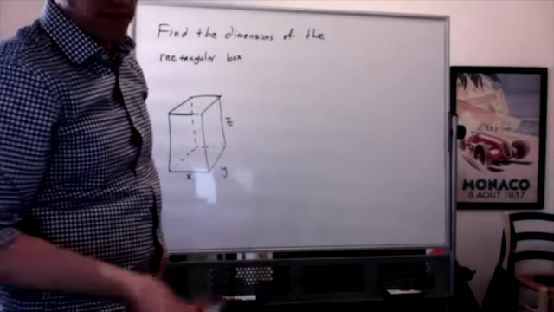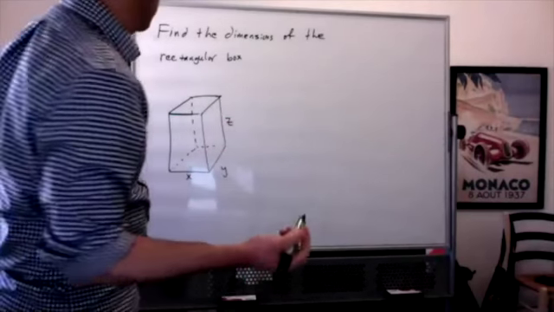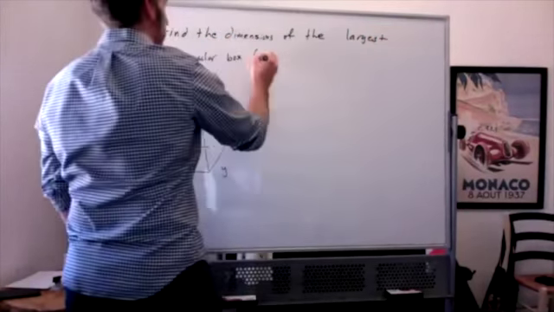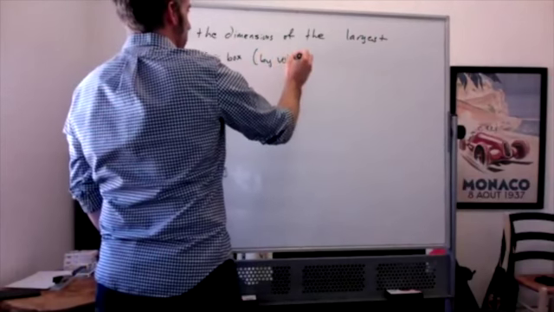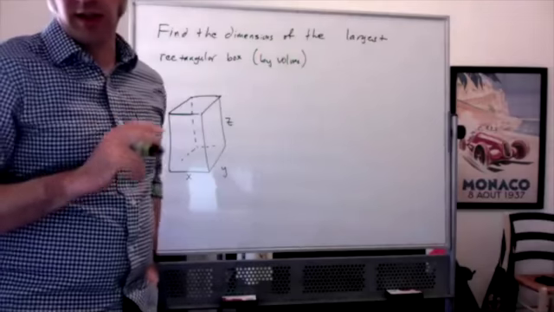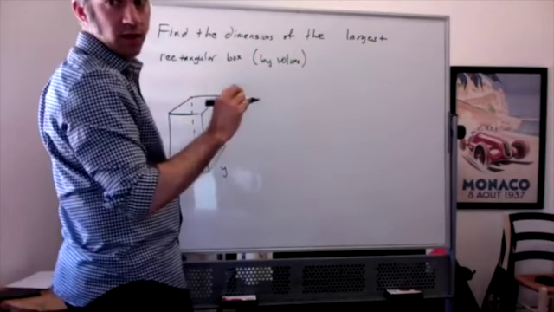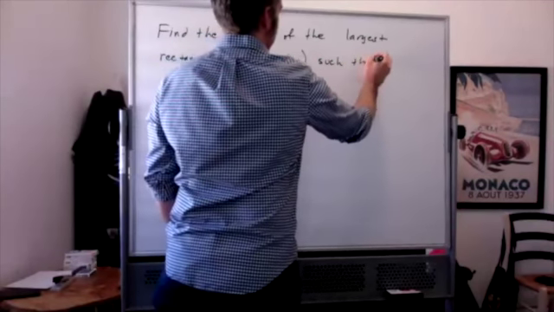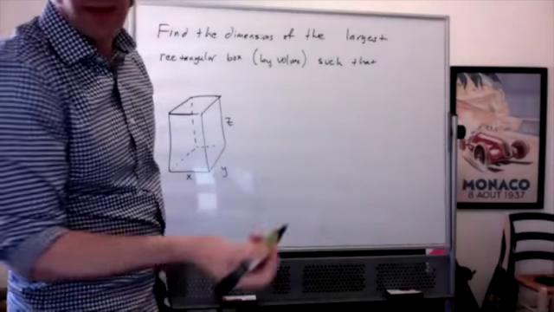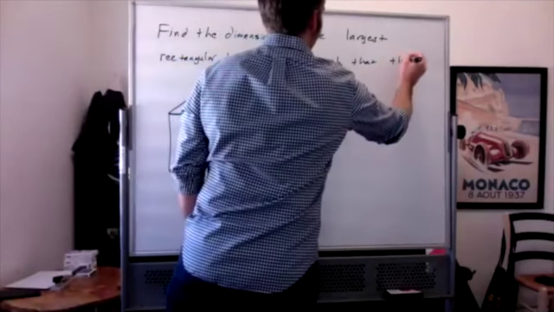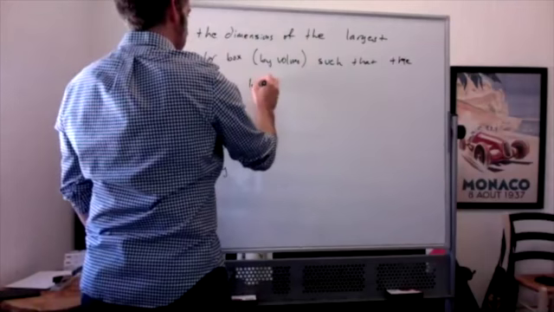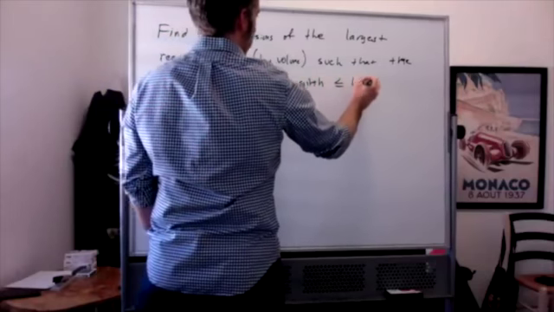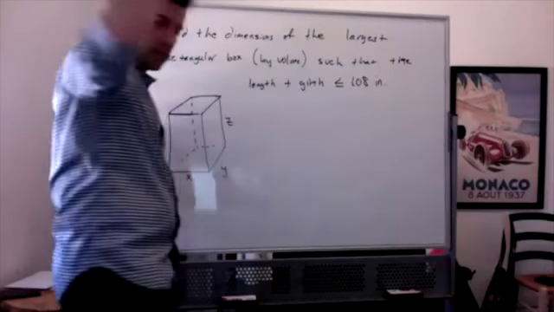This example probably popped up in most textbooks. We want to find the dimensions of the largest rectangular box by volume that meets a certain condition, and that condition is that the length plus the girth is less than or equal to 108 inches.